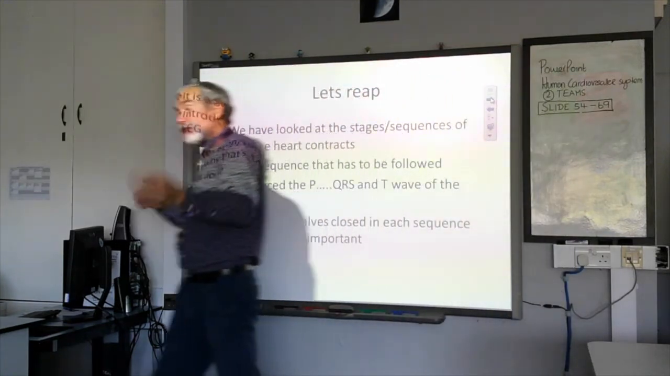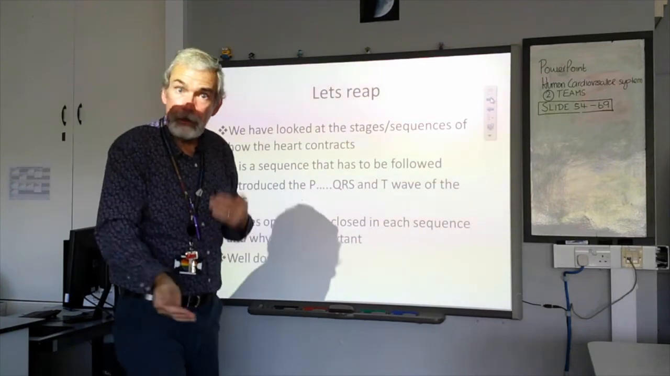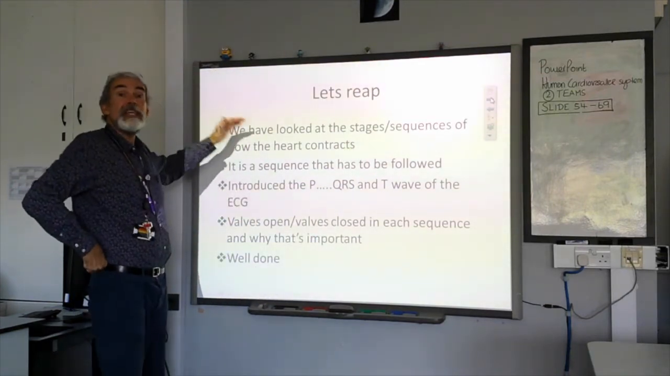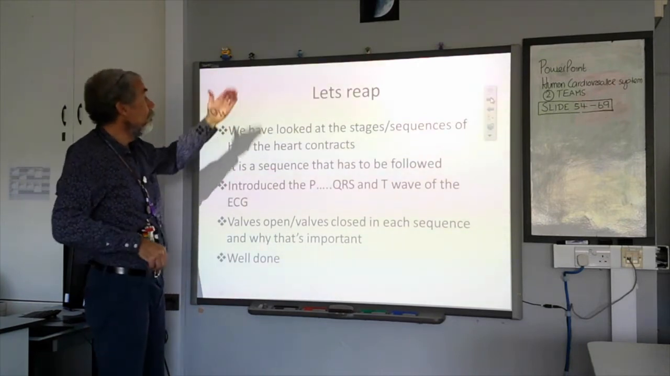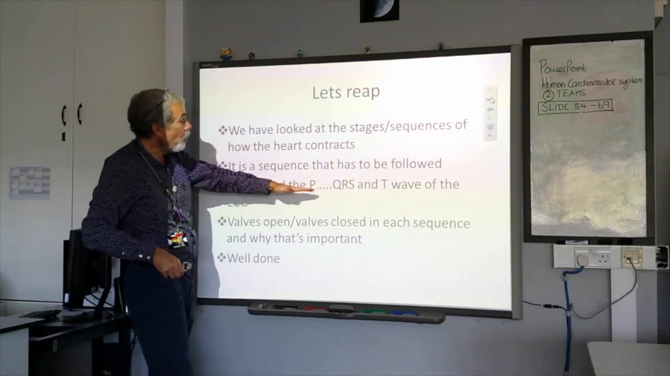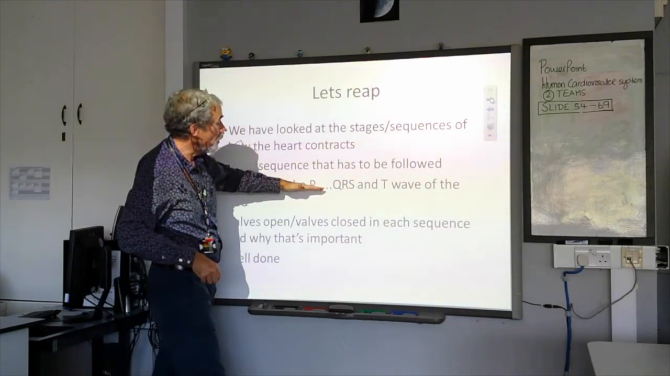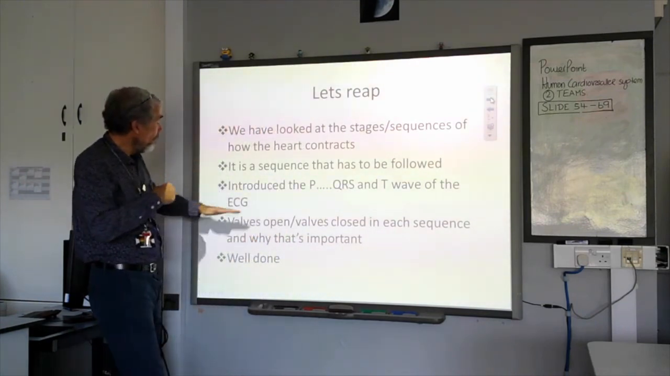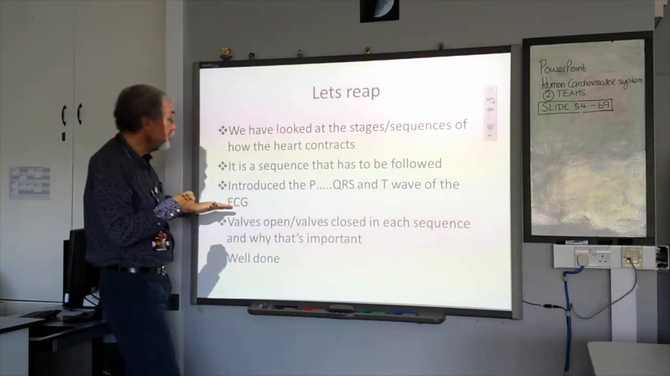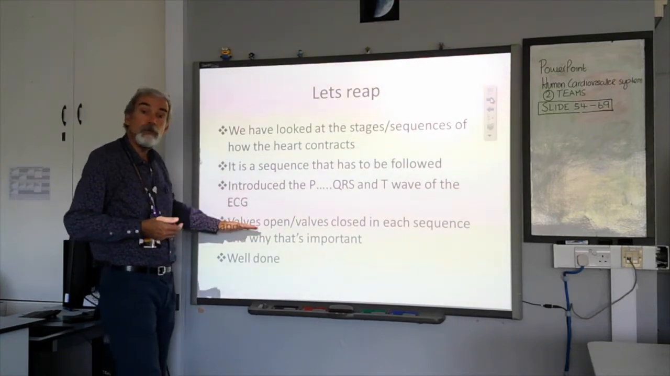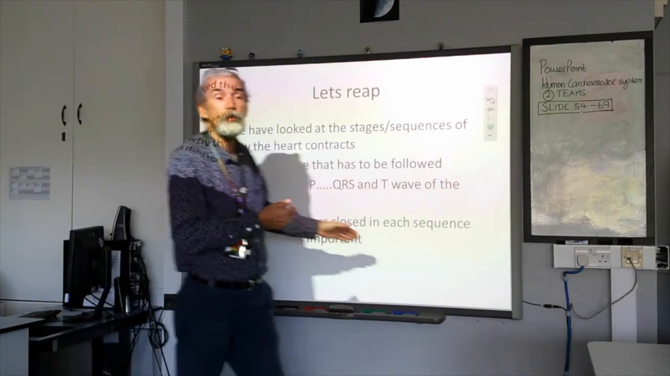So let's recap quite a lot of biology that some of you might not have done before. We've looked at the sequence of events. We've looked at how the heart contracts. We've identified where the P wave was within the cardiac cycle, the QRS wave and the T wave. We've linked that back to the ECG, but we've got another lesson on the ECGs, and we've talked about the sequence of valves opening and closing.